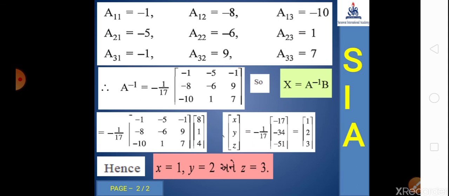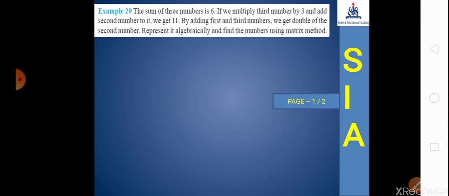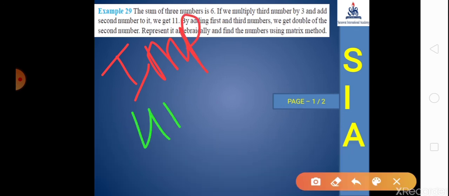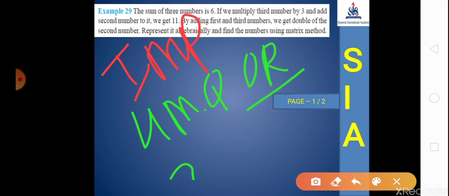Yes students, this question is for 3 marks. Now next one. Next one I also explain in two slides. Sum of the three numbers is 6. Yes, before starting this sum, students highlight that this sum is important. Many times it is asked in your board exam, as a 4 marks or 3 marks question. So you properly concentrate on this sum.